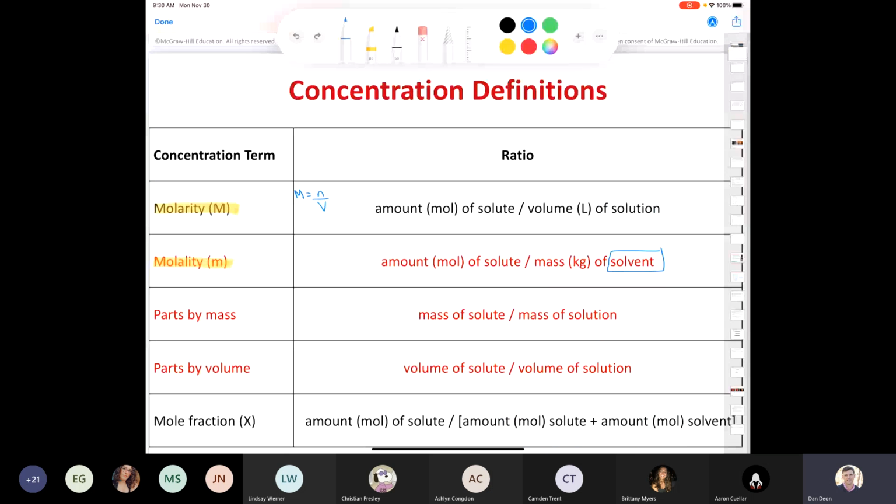Now you might be wondering, why would I want this concentration term, molality? Why would I want to divide the moles of a solute by the mass of a solvent? What's so great about the mass of a solvent? Well, there are a couple of advantages to using molality, and we use molality in specific situations. The advantages have to do with the fact that when you're measuring molarity, you're dividing by the volume of a solution. Well, the problem with dividing by the volume of a solution is twofold.